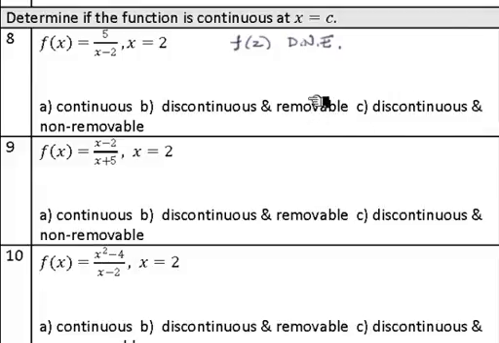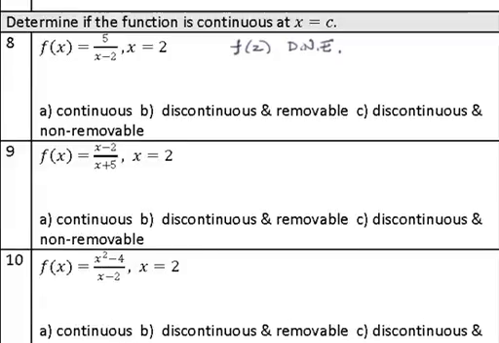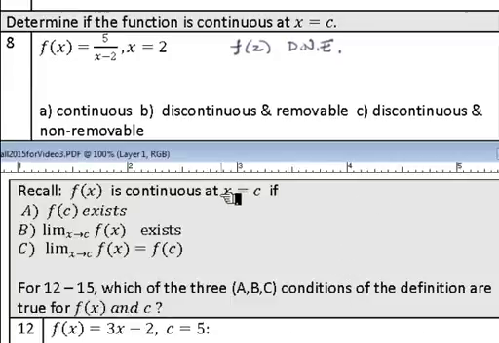Let me just remind you of the definition of continuity. I think we have it a little bit further down. Let me just take a look one second. So here we have the definition of continuity. There are 3 conditions. A function is continuous at x equals c if, first of all, (a) f of c exists, that is, c is in the domain. (b) The limit as x goes to c exists. And (c) b and a are equal. The limit has to be equal to f of c.